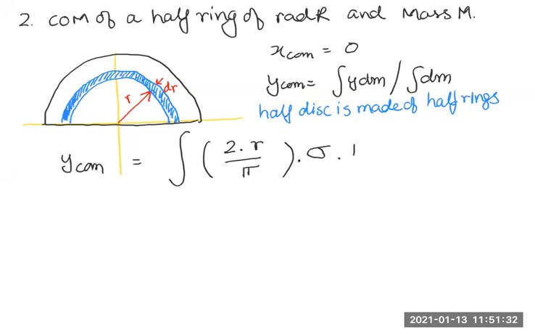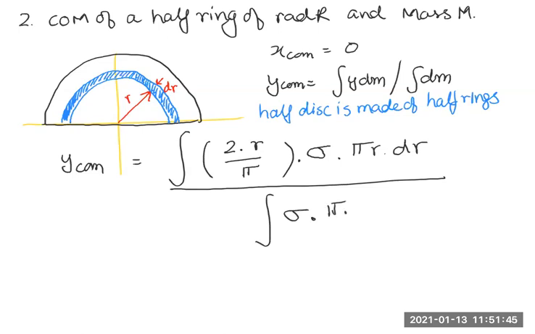So its perimeter will be pi r into dr, divided by integral of sigma into pi r dr. Sorry.